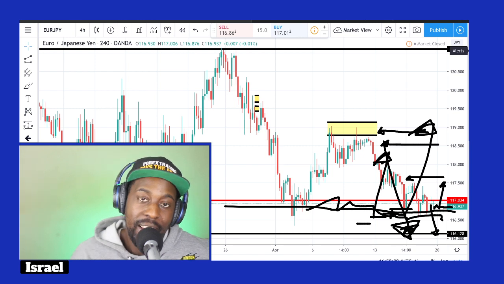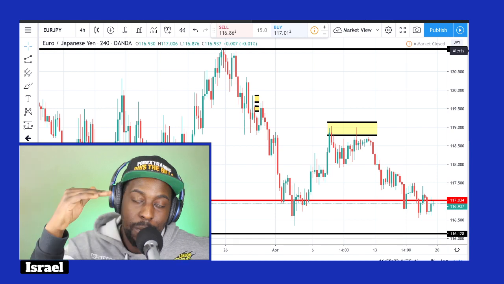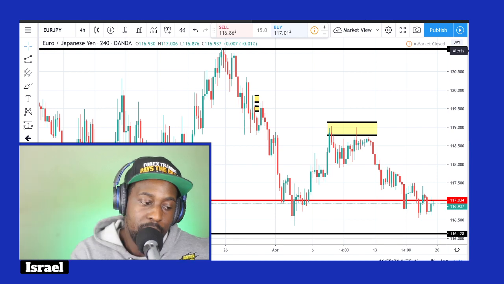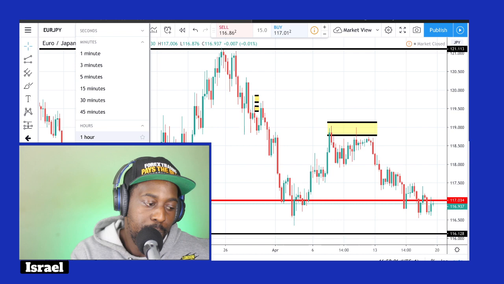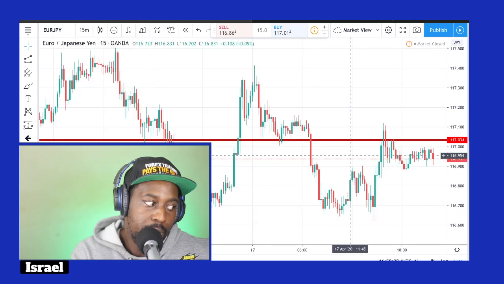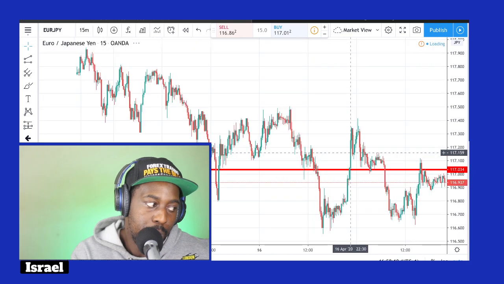And with stuff like this, if we go down to a lower time frame, we could look at some of this in more detail. You can see more specifically what price has actually been doing at this particular area.